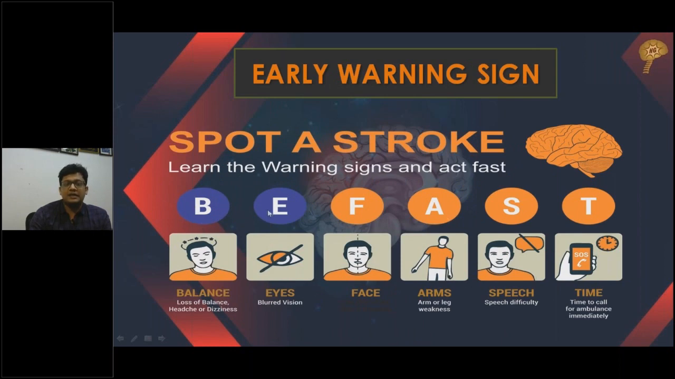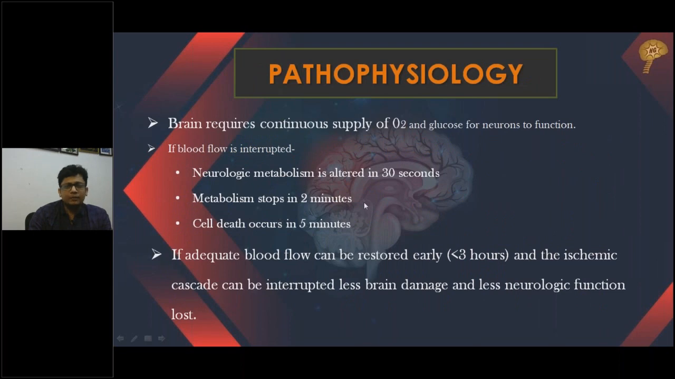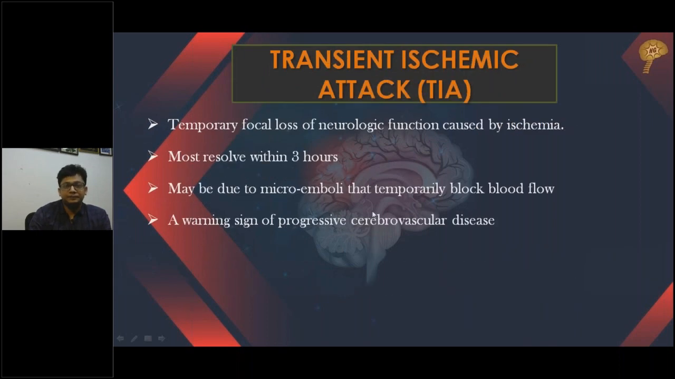B is for balance, E for blurred vision, F for deviation of the mouth, A for arm or leg weakness, S for speech difficulty, and T is if these symptoms are present, that's the time to call for an ambulance on SOS basis. Then pathophysiology: if there is interruption of the blood supply to the brain, the neurologic metabolism is altered in 30 seconds, metabolism stops in 2 minutes, and cell death occurs in 5 minutes.